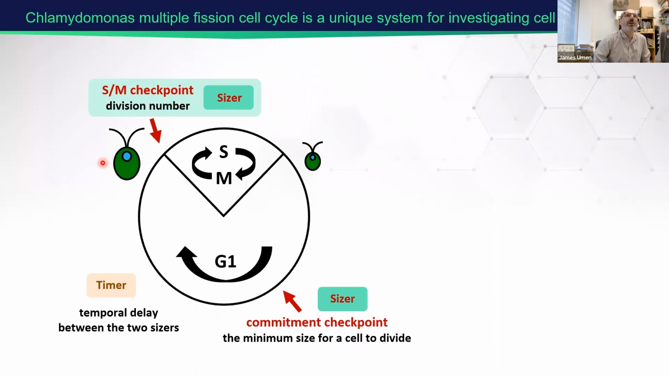And at the end of their G1 phase, they undergo a series of rapid divisions to produce daughters. And the general rule is that the bigger they get, the more divisions they undergo.